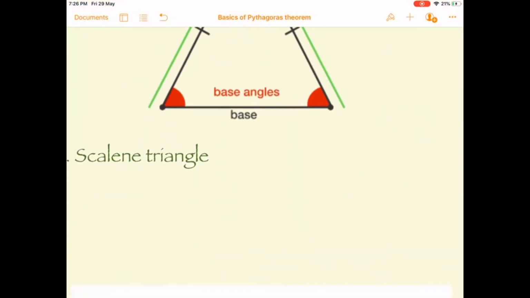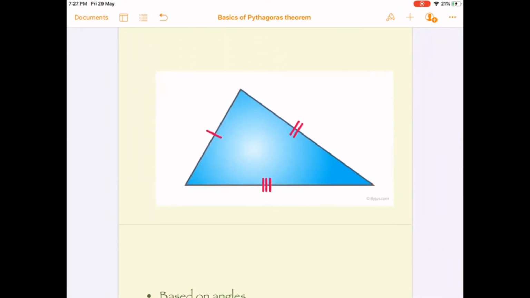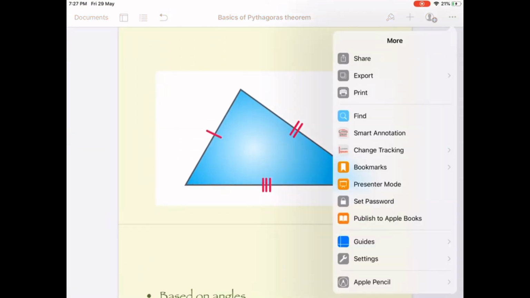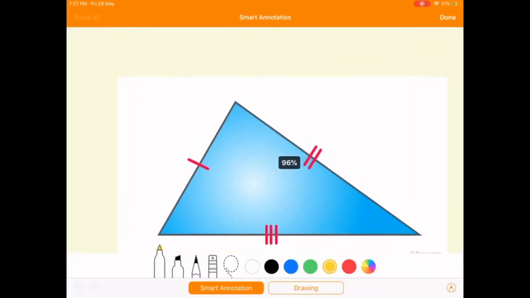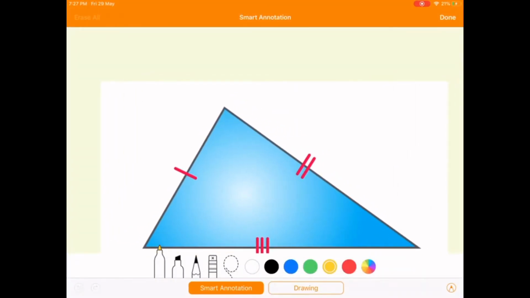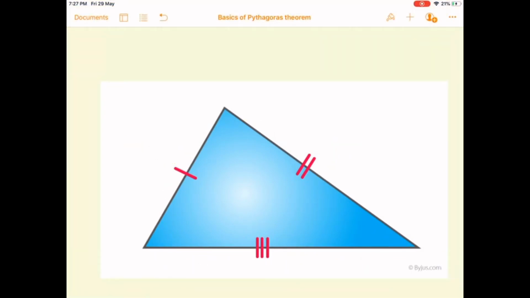So moving on to the scalene triangle, over here we can see, okay, this side S1, S2, S3, all the sides are different. This indicates the difference in size. So this is 1, this is 2, and this is 3. So in a scalene triangle, all the angles are different, all the sides are different. So everything in a scalene triangle is different.